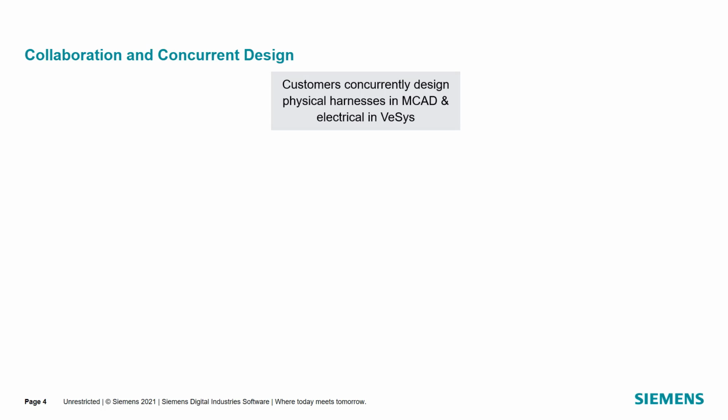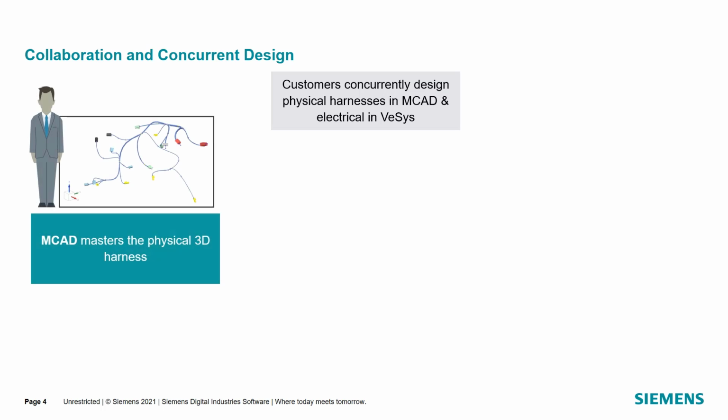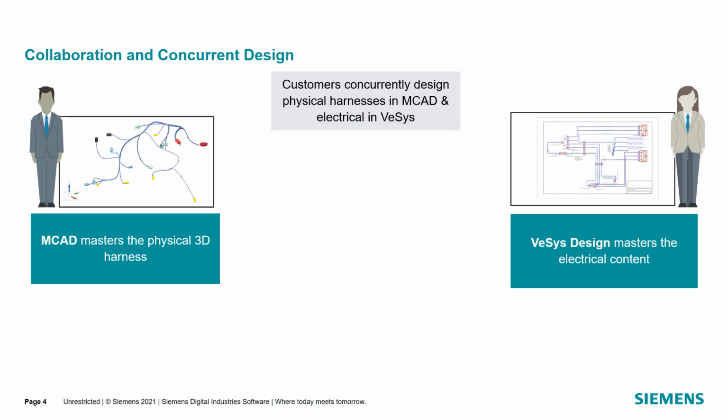A design flow incorporating VeSys supports collaboration and concurrent design. Customers are able to design physical harnesses in their MCAD tool of choice, while the electrical and harness designs are done within VeSys. The mechanical designer defines the harness geometry and fixtures, along with reserving space in the vehicle or machine. The electrical designer, using VeSys Design, masters the electrical content for the system, creating the needed wiring diagrams and conducting analysis.